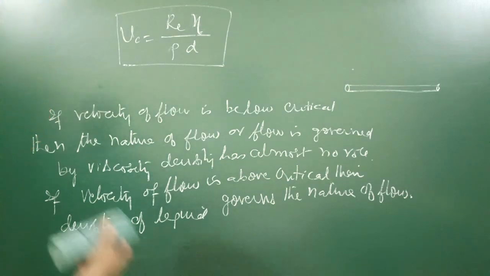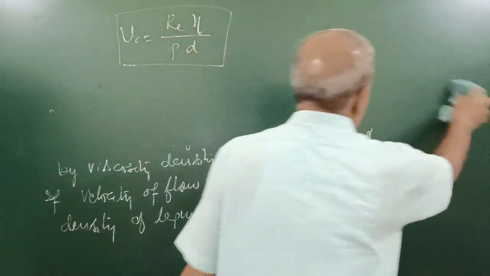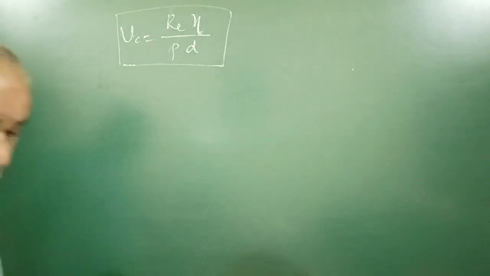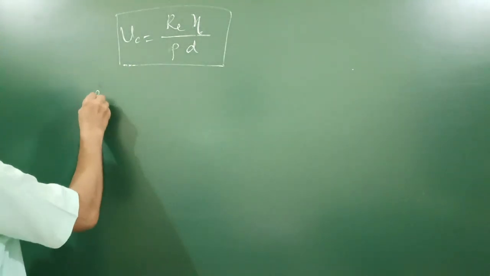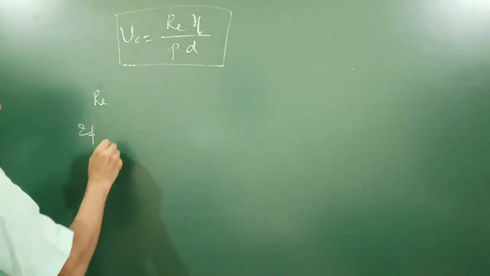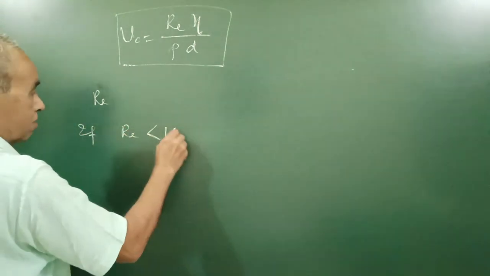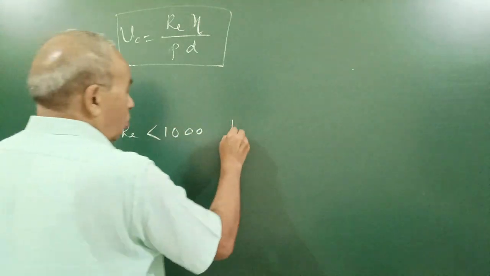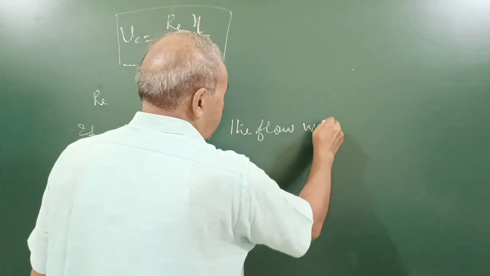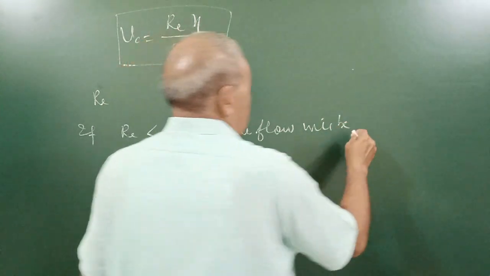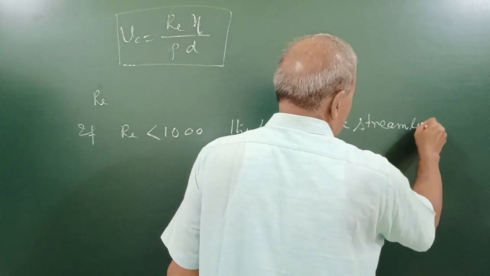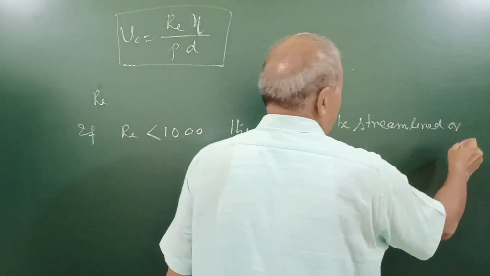Now I come to another important point regarding Re. So Re is a pure number, Re is called Reynold number. So if Re is less than 1000, the flow will be streamlined or laminar.